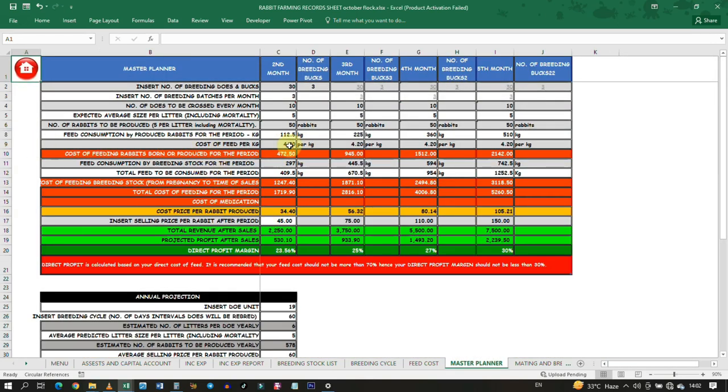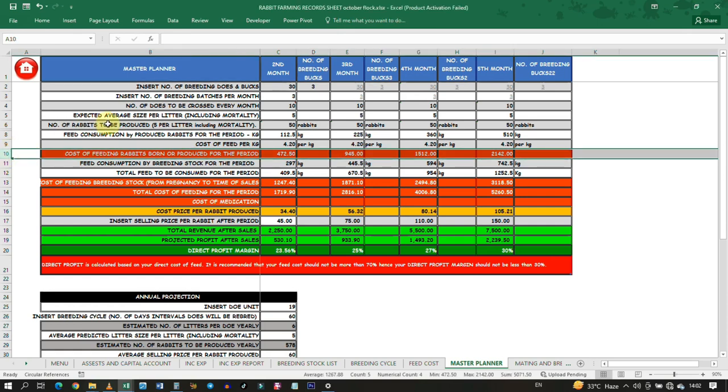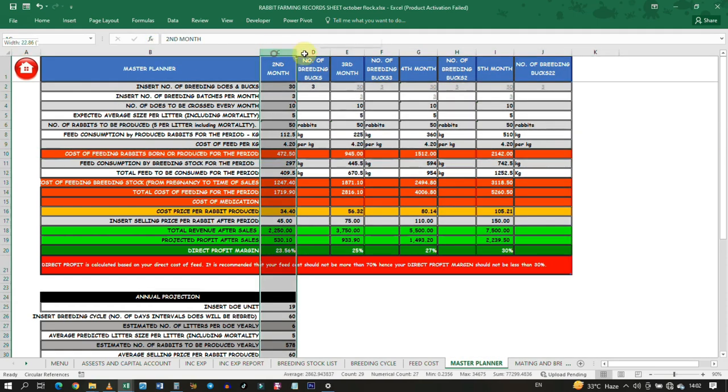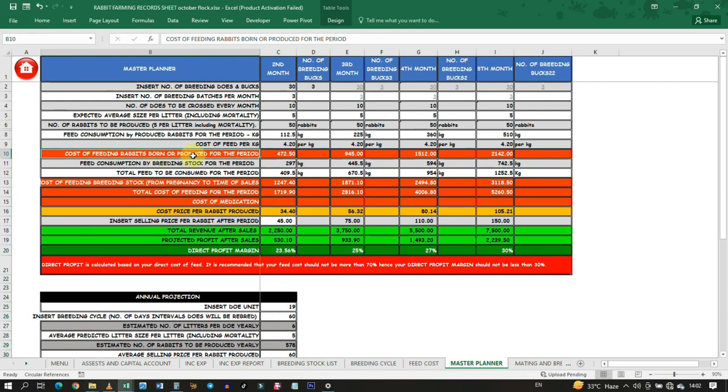So you can see it right here. That is what is going to determine the actual cost that goes into raising these rabbits for only 2 months. The highlight so far is on the second month, the cost of feeding rabbits born or produced for the period. So based on this cost of feed, you know that for your 50 rabbits, you are going to spend a total of 427 cedi 50 pesos on them whilst they are 2 months old.